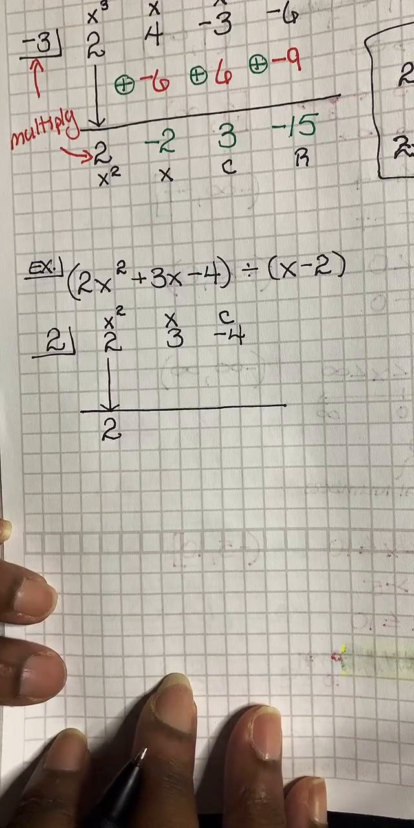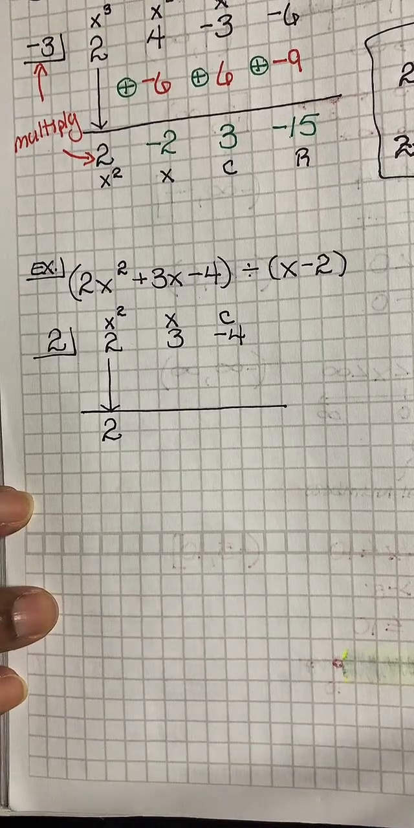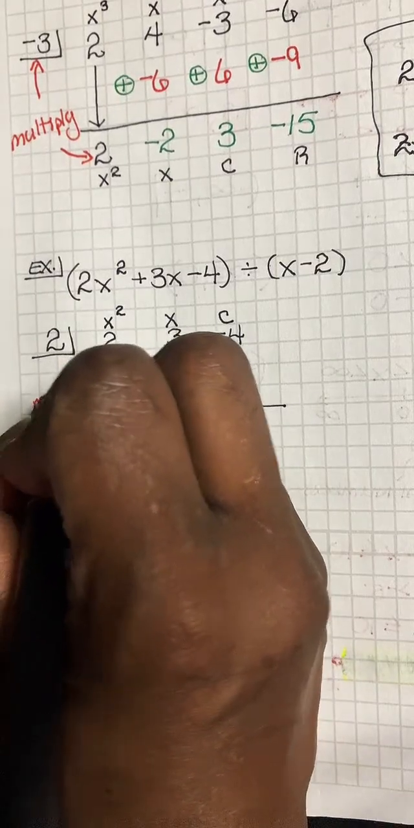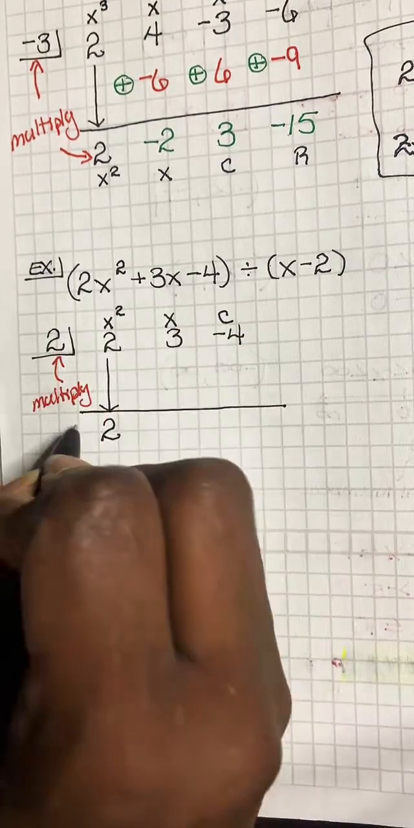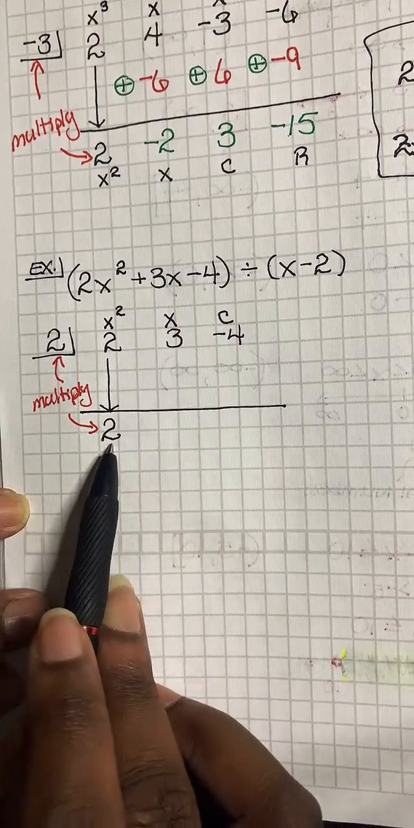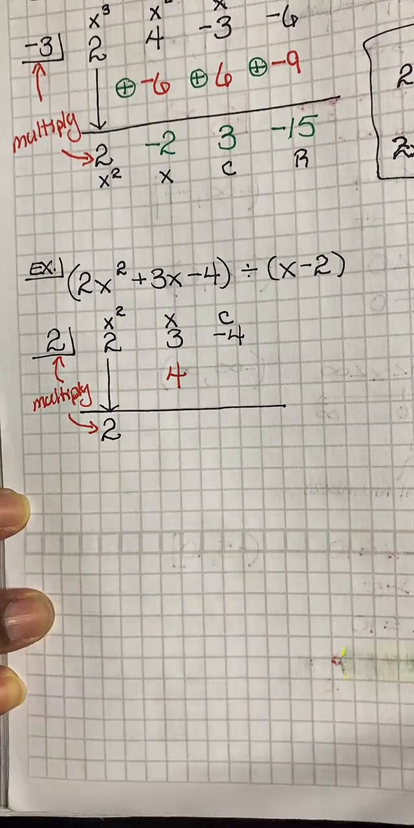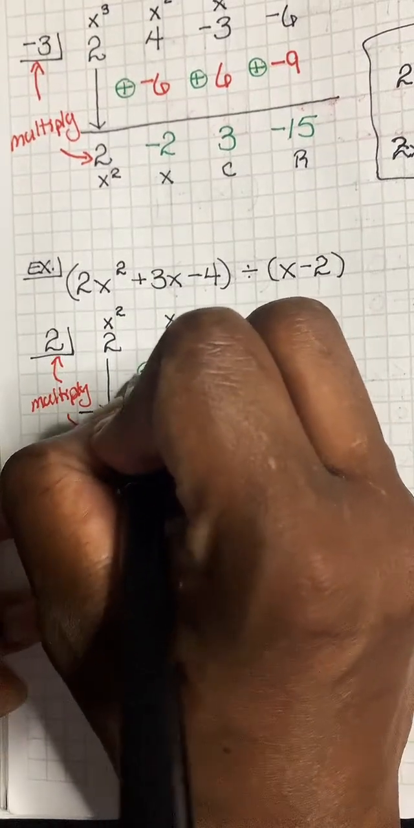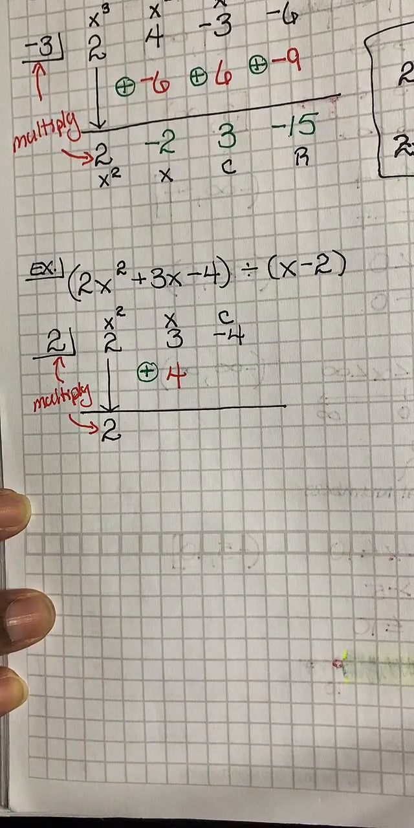All right. So now, yes, there we go. And how'd you get that 4? How'd she get that 4? What she did was she multiplied the 2 and the 2. So you multiply your divisor by the term. And you put that answer of 4 underneath the next one. And then you add.